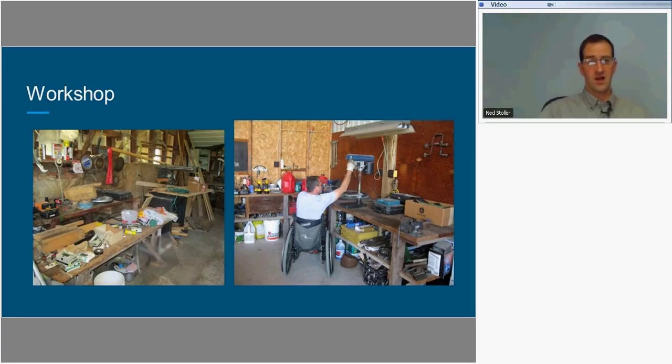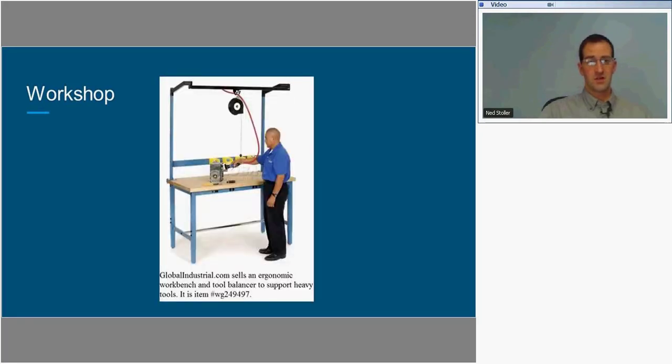So we're looking at ergonomics here in the workshop to improve accommodations. This is a picture of a tool balancer. Global Industrial sells this whole table setup, and the legs are adjustable height on the table for different users. The frame across the top holds the tool balancer, which is a spring-loaded cable that supports the weight of a heavy tool. So if you're working all day putting in screws with an impact driver or using a heavy tool, this will balance that weight.